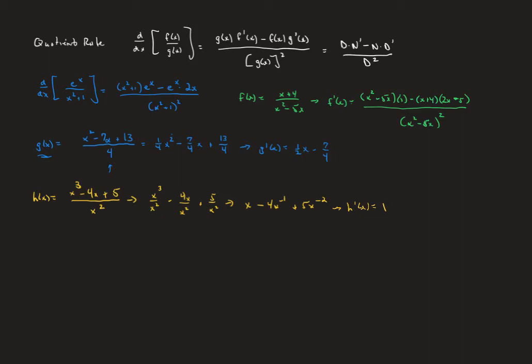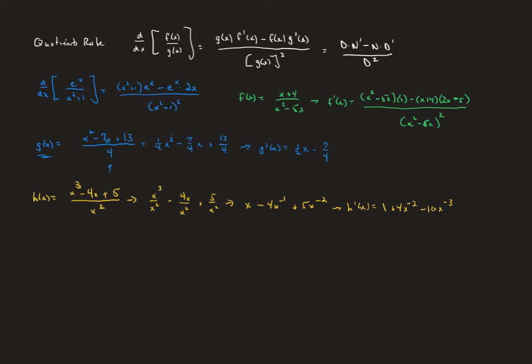The negative 1 from the exponent multiplies the negative 4 to become 4. Subtract 1 from the negative 1, we get negative 2. The negative 2 exponent multiplies the 5 to be negative 10. Subtract 1 from the exponent is going to be negative 3, and that's going to be quicker and easier than using the quotient rule.